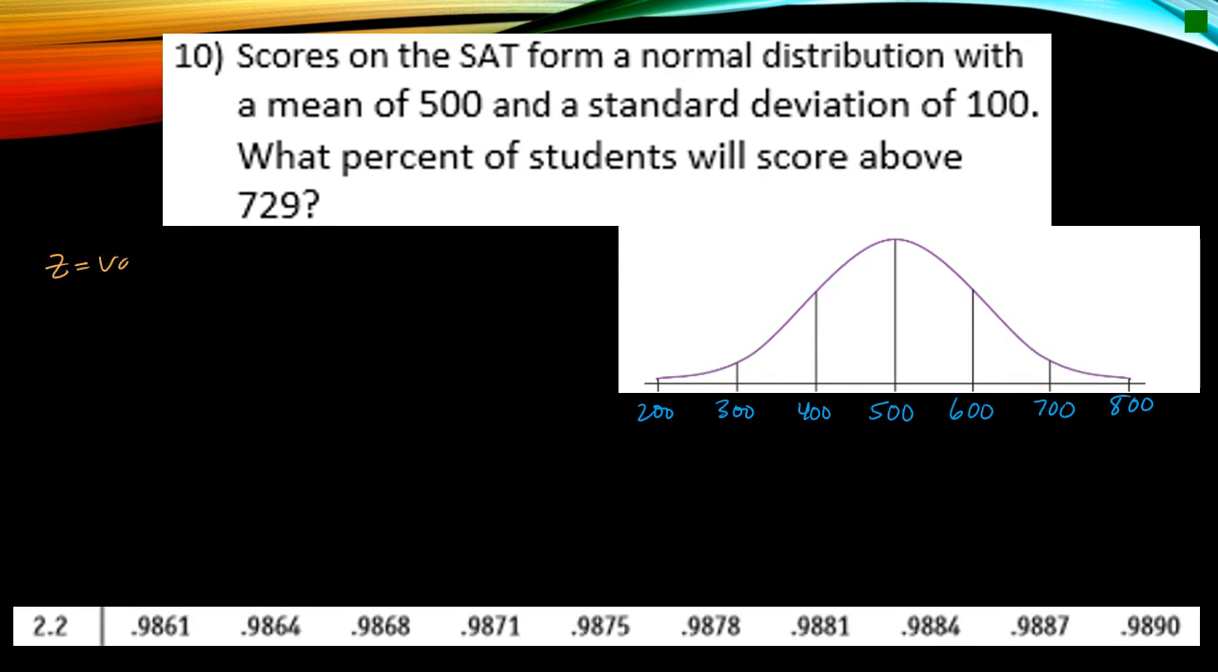So to find the z-score, you take the value minus the mean divided by the standard deviation. So in this particular problem, our value is 729, mean is 500, standard deviation is 100. And when you calculate this out, you get a z-score of 2.29. Now, that is not our final answer because it actually asks us for the percent that will score above 729. Now, one thing to be really careful about is it asks you what percent will score above 729. Z-score will tell you what percent scored below 729. So when we get our final answer, we're going to have to take that percent and subtract it from 100.